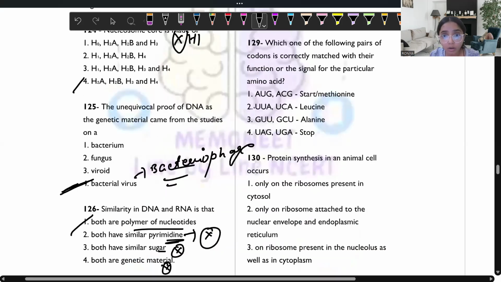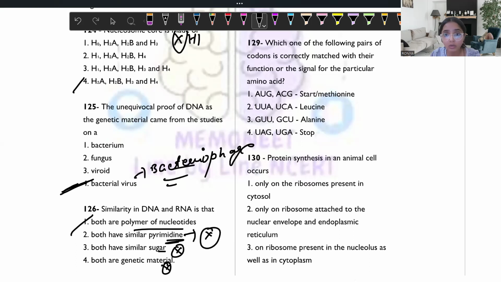Question 129: Which of the following pairs of codons is correctly matched with their function or the signal for the particular amino acid? AUG, ACG is a start codon, codes for methionine. Okay, AUG is a start codon, correct. But ACG does not code for methionine, so this is wrong.